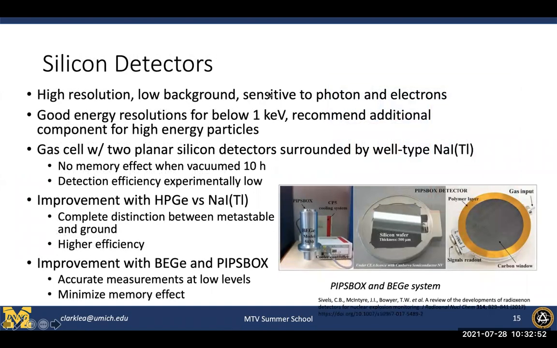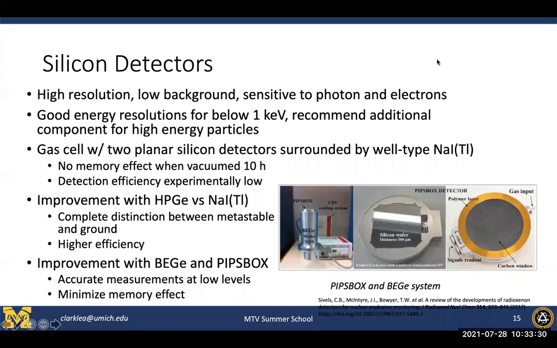Another type of detector that is used to study radioxenon and help improve systems already at the IMS are silicon detectors, for example. These ones are good because they have high energy resolution, low background, and they're sensitive to both photons and electrons, the betas. And they have good energy resolution below 1 keV. And they also have different types where they have a gas cell with 2 planar silicon detectors, surrounded by this well type of sodium iodide detector as well.